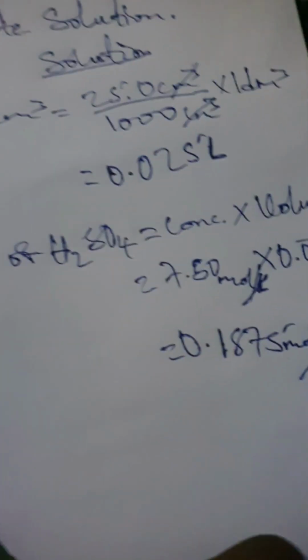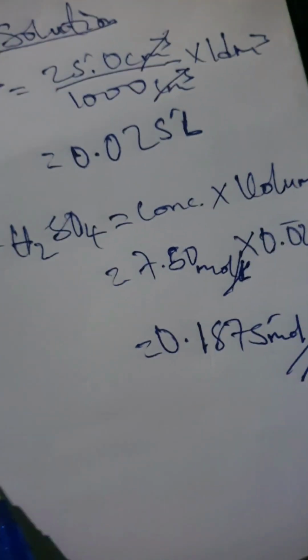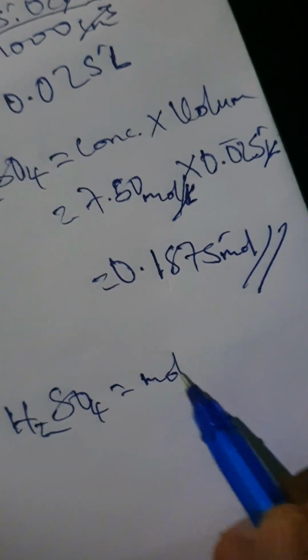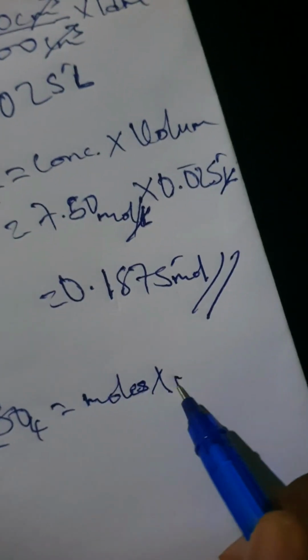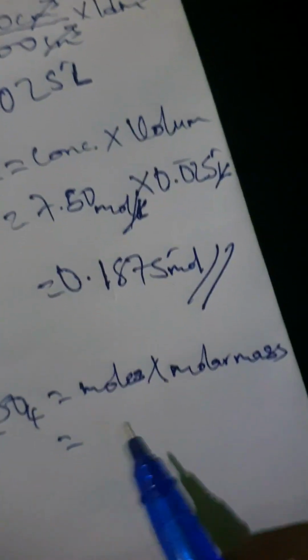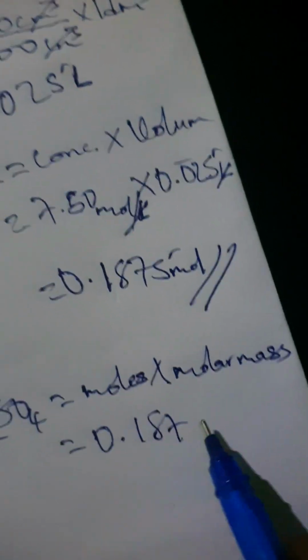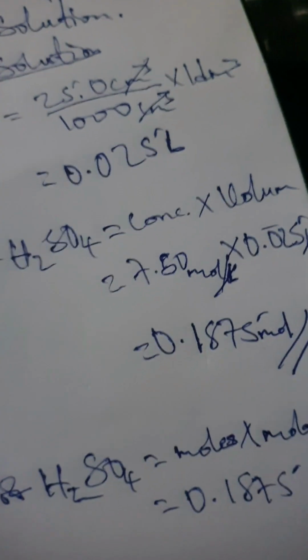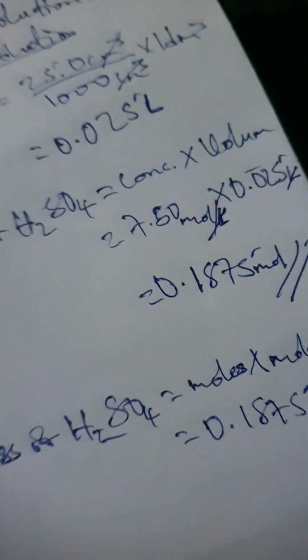Let's go to the other one. Let's find the mass. So mass of H2SO4 is equal to mole times molar mass. So it's equal to, now, the mole is 0.1875. And the molar mass of this one, let's find the molar mass.